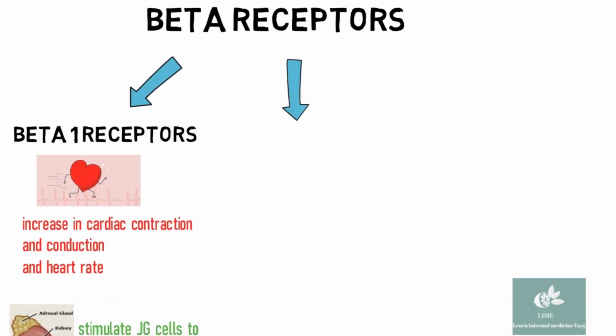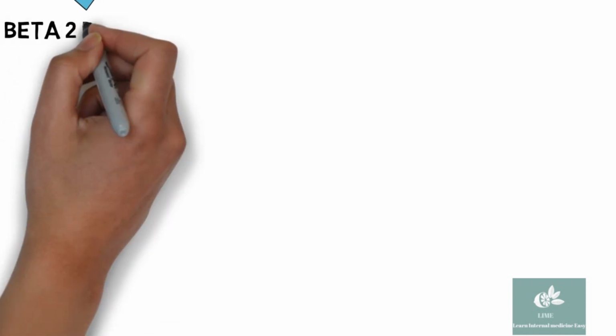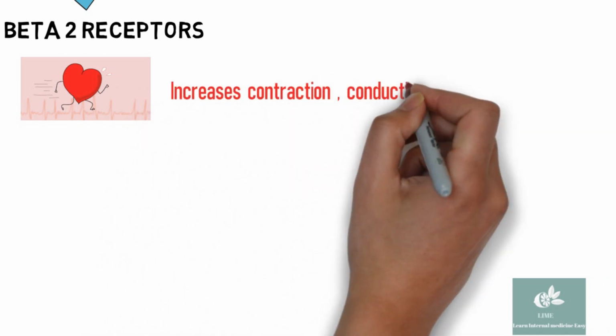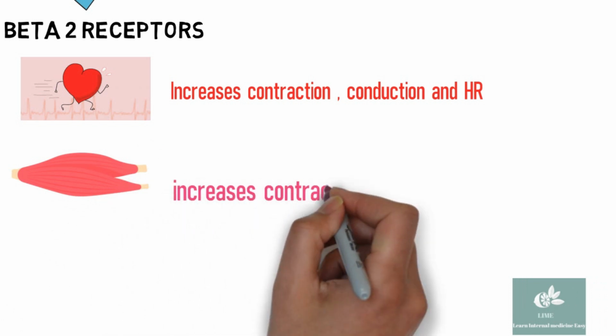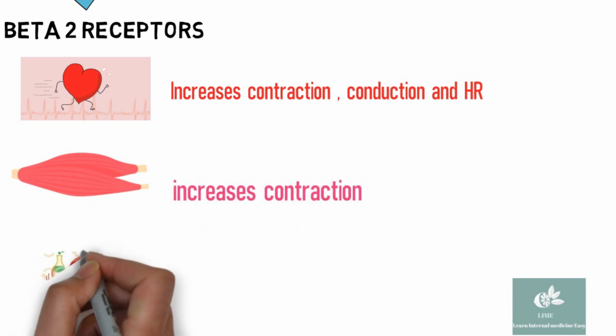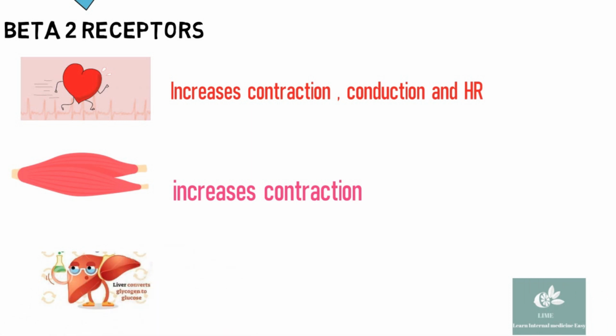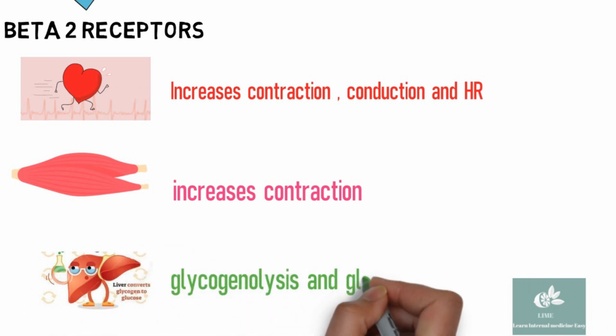Beta 2 receptors have different actions based upon their location. In heart and skeletal muscle, they act by the beta 1 pathway and cause contraction. In the heart, it increases the contraction, conduction and heart rate, and in skeletal muscle, it increases the contraction. In the liver, it causes glycogenolysis and gluconeogenesis.